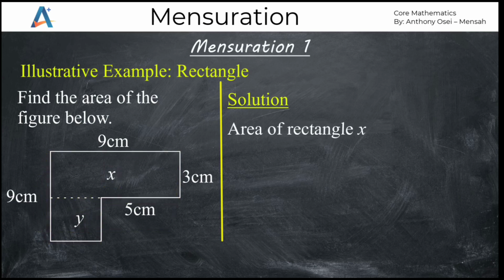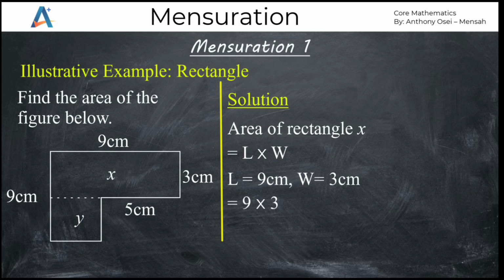So let's get the area of rectangle X. We know that the area of every rectangle is given as the length times the width. And from the diagram, the rectangle X has the longest side, that is the length, as 9 centimeters. So length is 9 centimeters. And the width is this side of the rectangle. So the width W is equal to 3 centimeters. Multiplying the two, the area will become 9 times 3. When you multiply 9 by 3, you get 27 centimeters squared. So the area of X is 27 centimeters squared.